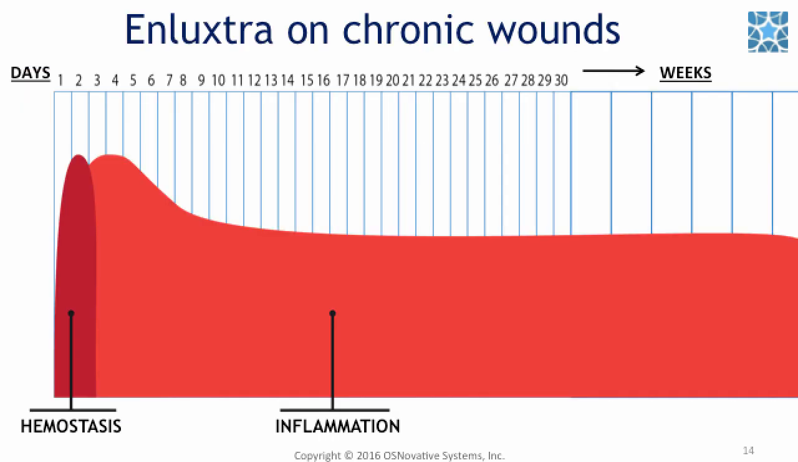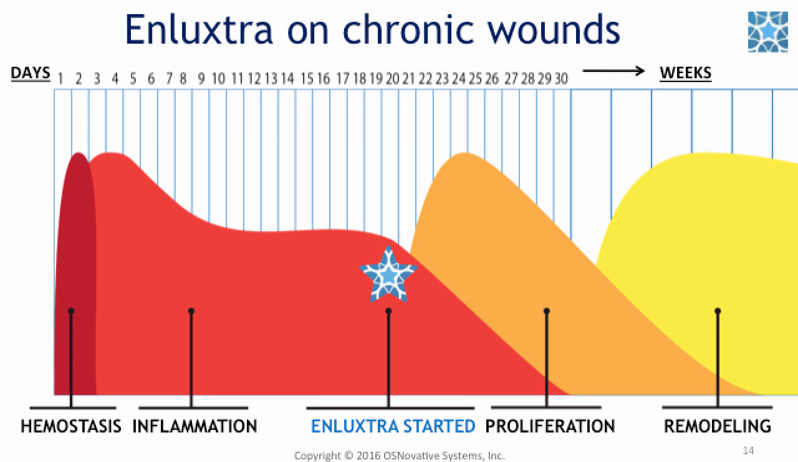To move past the inflammation stage, one has to consider bacterial burden, necrotic tissue, and moisture balance of the whole wound. Bacterial overgrowth or infection need to be eliminated. Necrotic tissue in most cases needs to be debrided, and moisture balance needs to be maintained by moisturizing dry tissue and drying wet tissue. When Enluxtra is applied to a wound, it treats the different areas simultaneously, thereby ending the inflammatory stage and restarting the healing process.